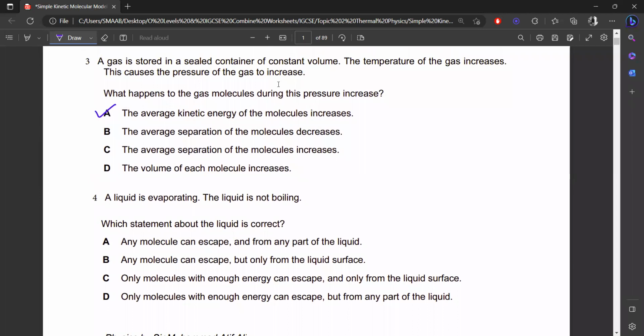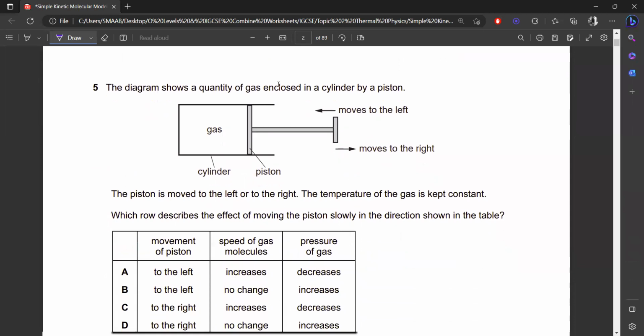Okay, a liquid is evaporating, the liquid is not boiling. Which statement about the liquid is correct? C? C, because A and B are not possible. They are talking about any part of the liquid, so that is not possible. C is possible because we know that we require enough energy to evaporate from the surface of the liquid.